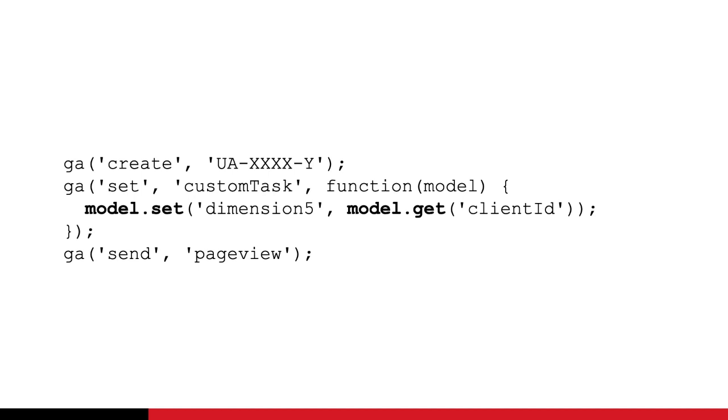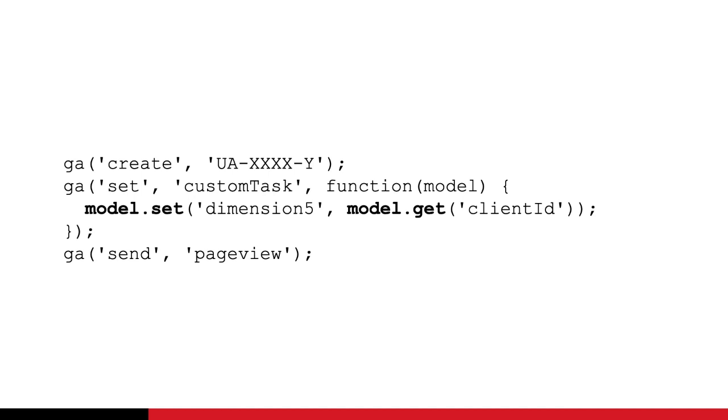And so why would you do this? Well, the reason you would do this is that when you run the set command, you might be wondering, why not just set dimension 5 with the set command to the client ID? Well, the problem is that before the analytics.js library has loaded, you have no idea what the client ID is because there is no interface to fetch that. Sure, you could grab it from the cookie, but that's not really reliable because there can be multiple GA cookies serving different purposes. So by confining it into this custom task callback, you're ensuring that the callback is called after the GA library has loaded, and you can manipulate the model object like this.